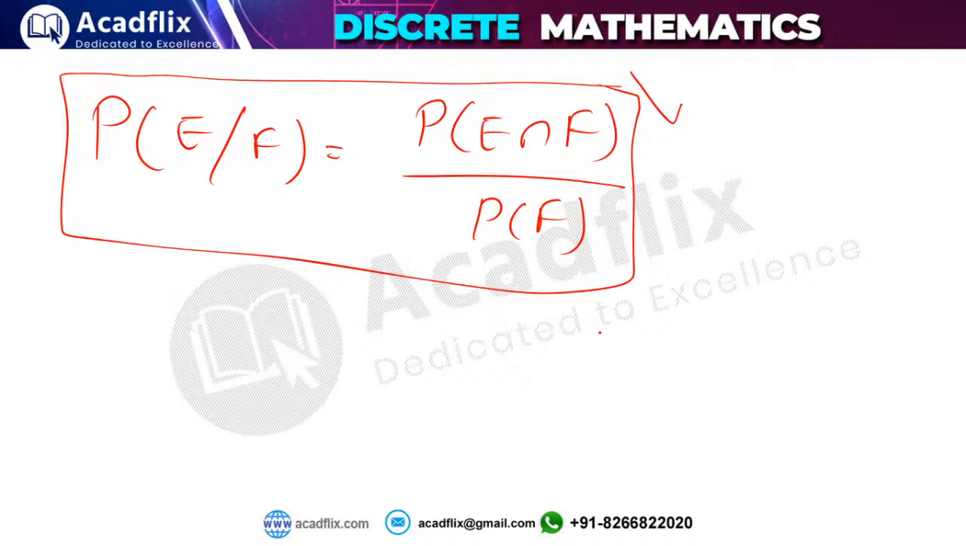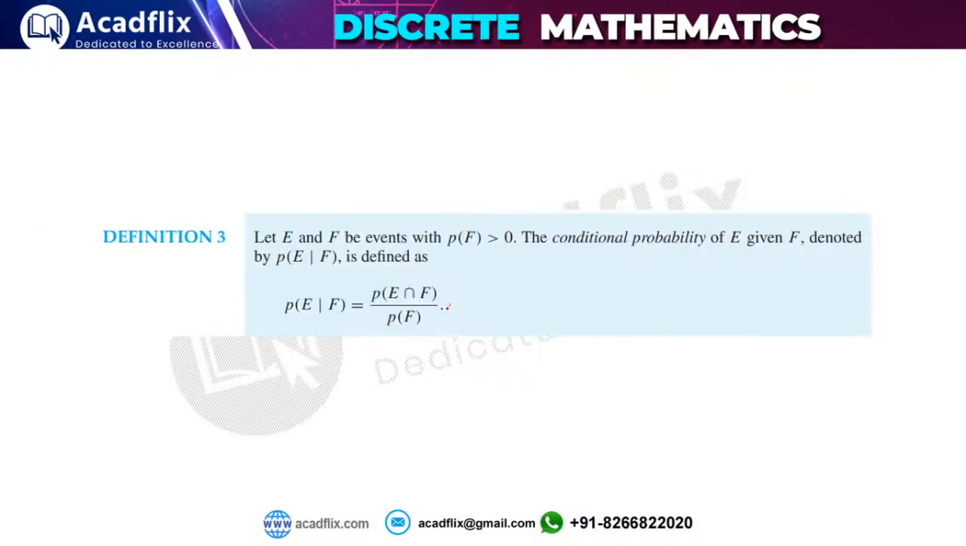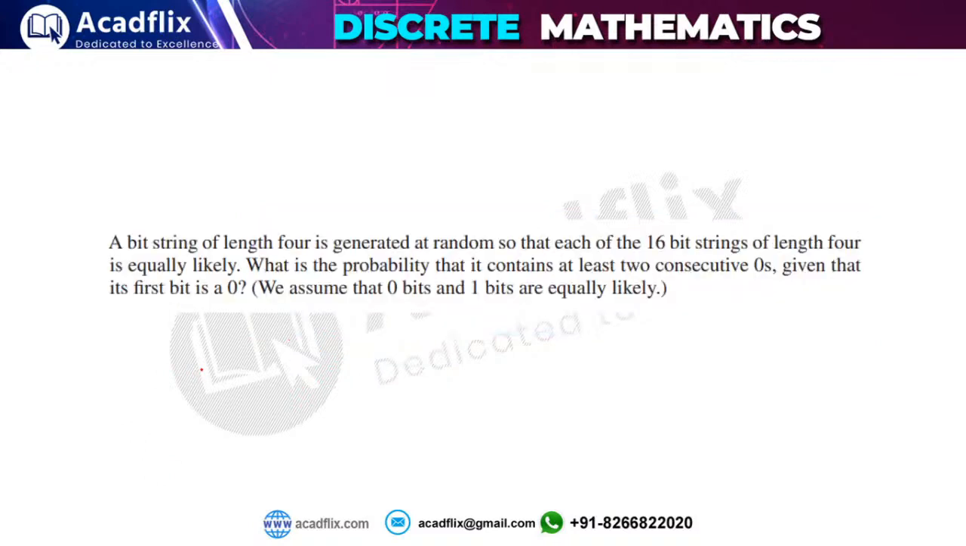This is your conditional probability. This is how you can find it. So this is a very important formula, known as conditional probability. Basically, the probability of E happening given that F has happened is the probability of E intersection F divided by the probability of F. You can directly use this formula and get the answer. So this is your formula. Now let's see an example.